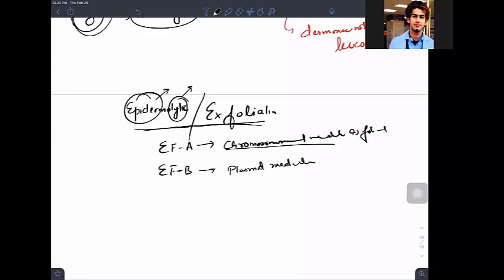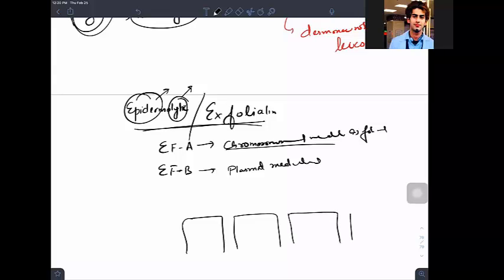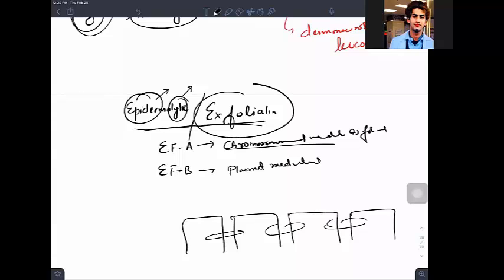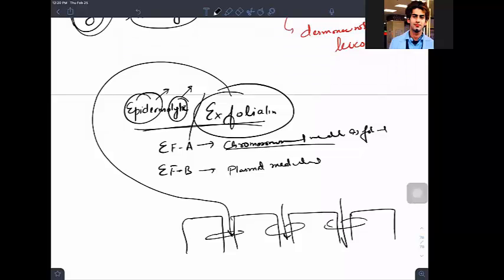We have read about cell junctions. We had desmosomes. Do you remember the belt-shaped desmosomes? Desmosomes were holding the cells together. Now, this epidermolytic exfoliatin, can it damage these? It is lysing these cell junctions. It is damaging these cell junctions.